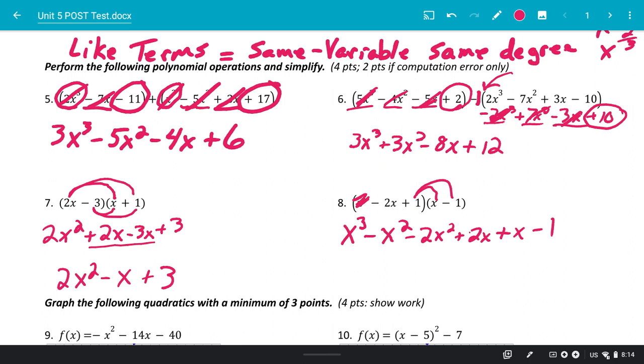Now I have a couple different sets of like terms. I've got these that are like terms, and I've got these that are like terms. So I just pull down the x cubed. Negative 1 and a negative 2 is a negative 3x squared. And 2 and 1 is a positive 3x minus 1. Cool? All right.